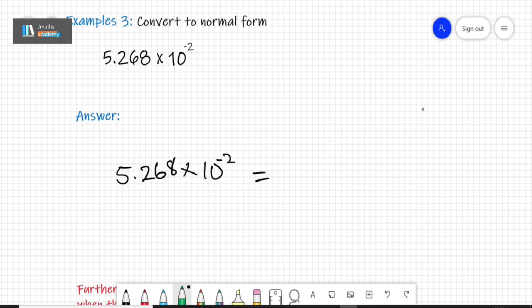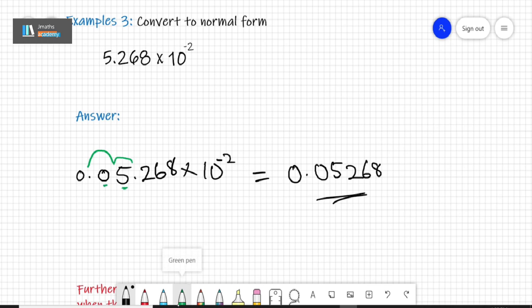This means our decimal point has crossed 5 and another number, so we fill this place up with 0. Put our decimal point, add another 0. So back to decimal form, we now have 0.05268. Now remember to always include the first non-zero digit in your counting.